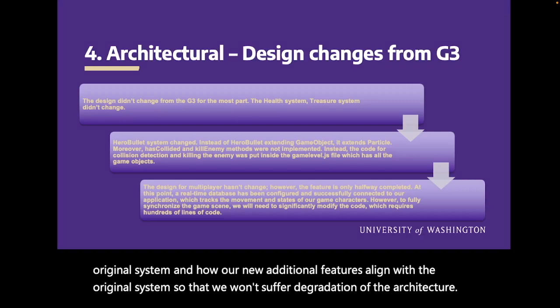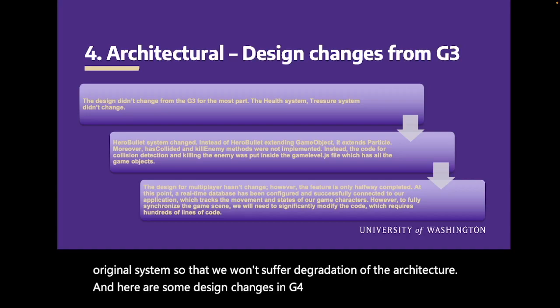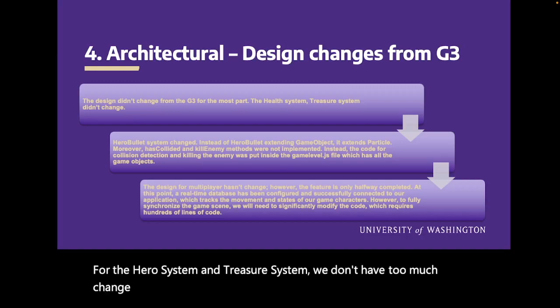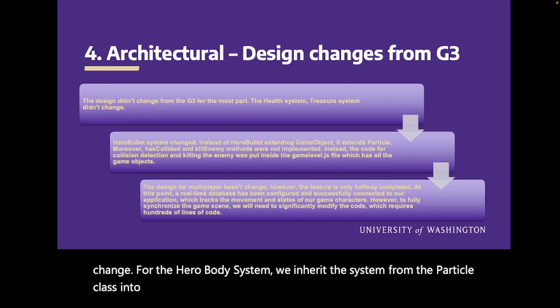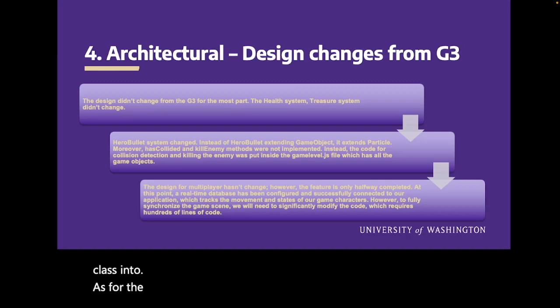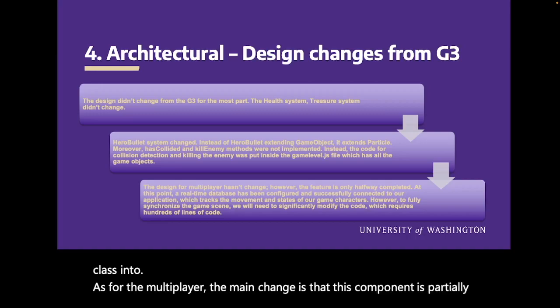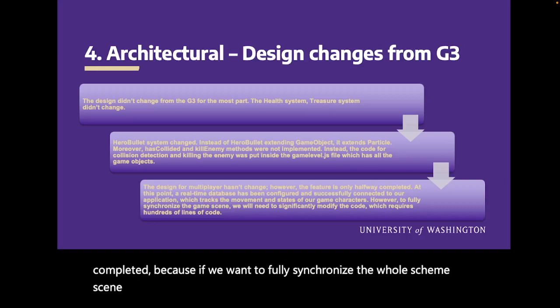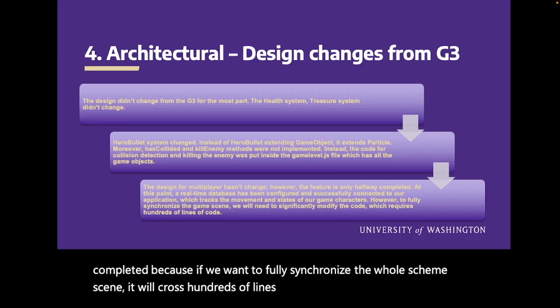And here are some design changes in G4 compared with G3. For the hero system and treasure system, we don't have too much change. For the hero bullet system, we inherit the system from the particle class in G4. As for the multiplayer, the main change is that this component is partially completed, because if we want to fully synchronize the whole game scene, it will cross hundreds of lines of code, which is beyond the expectation of G4.